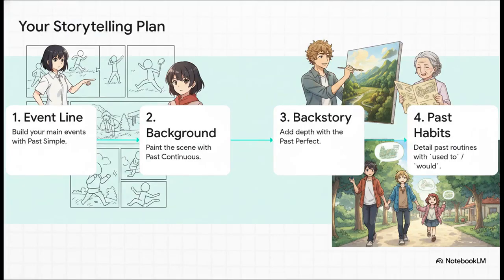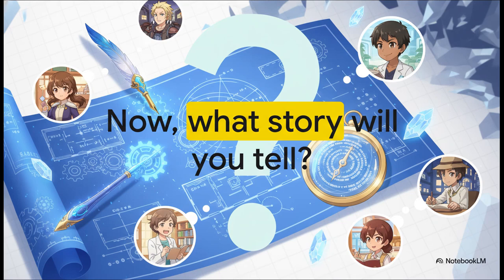So here you go, your actionable plan. It's a 4-step recipe. Step 1, build your main plot points with the past simple. Then, step 2, layer on the background atmosphere with the past continuous. Step 3, add depth and explanation with the past perfect. And finally, step 4, sprinkle in those extra details about past habits with used to or would. And there you have it. You've got the blueprint, you've got the tools, you know how the layers work together to create a story that's not just a list of events, but something compelling and grammatically sophisticated. The only thing left to do is to start using them. So the real question is, what story will you tell?